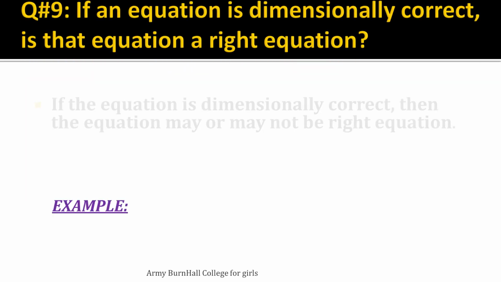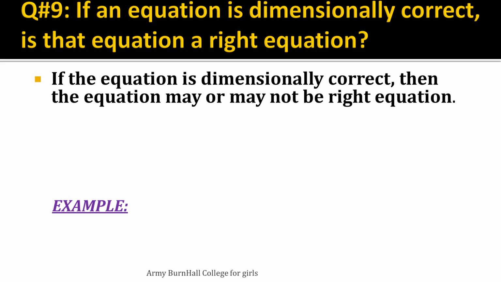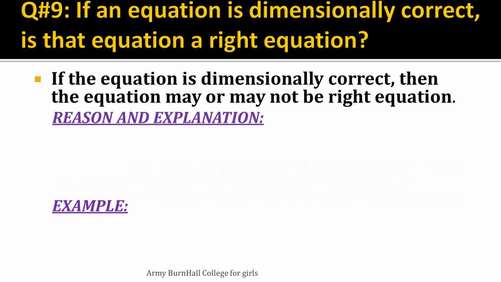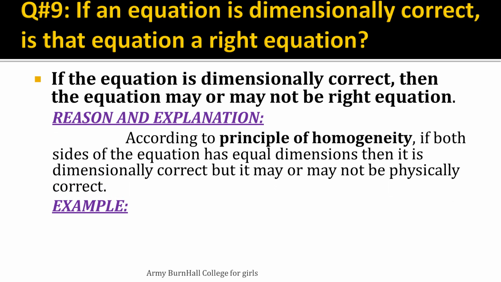Okay, if an equation is dimensionally correct, is that equation a right equation? If an equation is dimensionally correct, then the equation may or may not be a right equation. You have to solve it with the help of an example. We know that according to principle of homogeneity, if both sides of the equation have equal dimensions, then it is dimensionally correct, but it may or may not be physically correct. It is not necessary that an equation which is dimensionally correct is also physically correct, because dimensional analysis has certain limitations. It gives us no information about dimensionless constants.